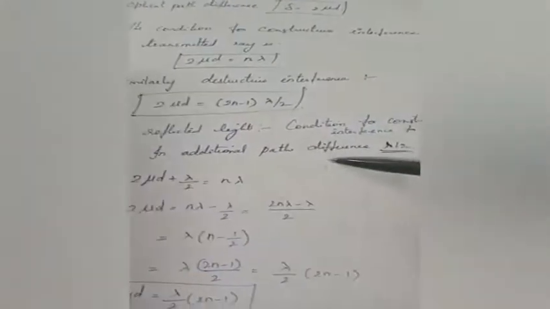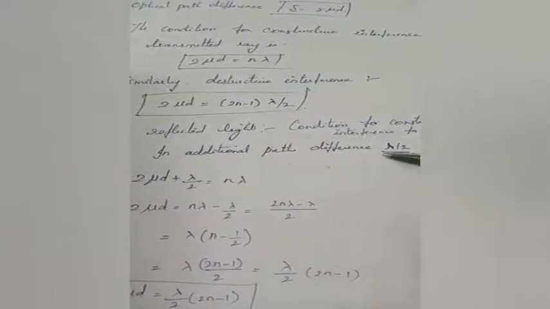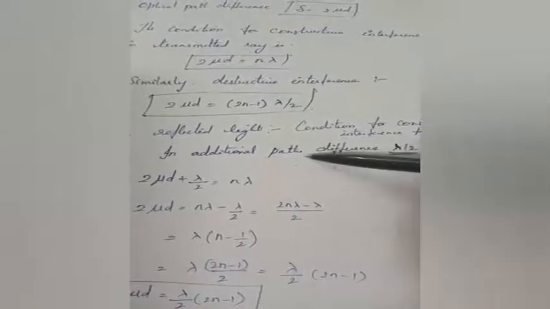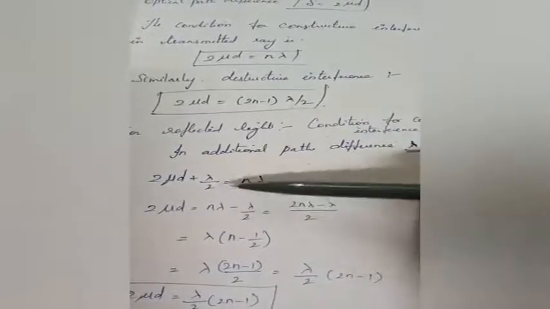Next we find the reflected ray. First we find the condition for constructive interference for the reflected ray. For the reflected ray, an additional path difference of lambda by 2 is added, because of the partial reflection. So for the general equation, 2 mu d plus lambda by 2 is equal to n lambda for constructive interference.